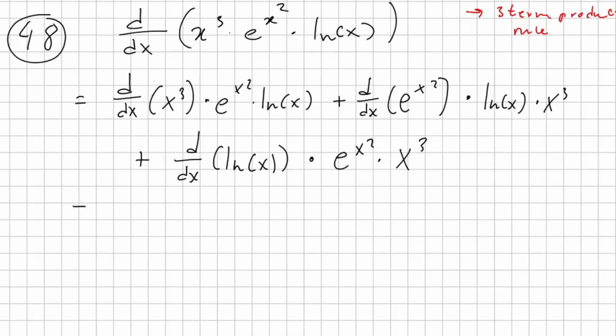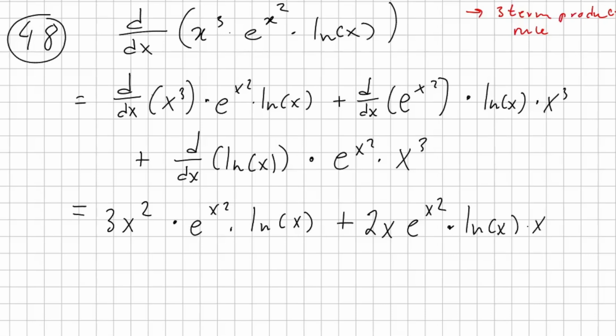Alright, so let's get to simplifying this. This is quite the big one, but let's get to it. So this is going to be 3x squared, right? The derivative of x cubed, 3x squared, times e to the x squared times the natural log of x, right? And to this we're going to add the derivative of e to the x squared, which is going to be 2x times e to the x squared. Remember, we talked about this before. And this is going to be multiplied by natural log of x times x cubed.